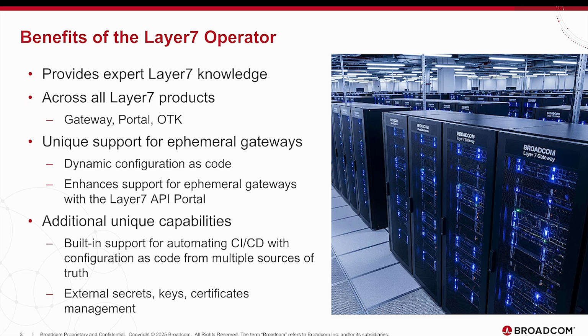Support is currently available across Gateway, Portal, and OTK. And the Layer7 operator provides unique support for ephemeral gateways, including dynamic configuration in code, and enhances the support for ephemeral gateways with the Layer7 API portal. Additional unique capabilities include the built-in support for automating CI/CD with configuration as code from multiple sources of truth, whether this is from GitHub or even from the API portal, and integrates with external secrets, keys, and certificate management.